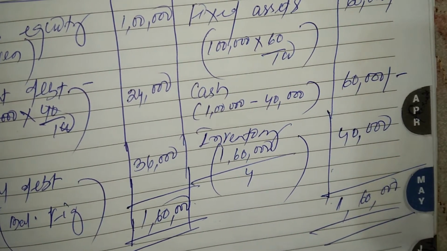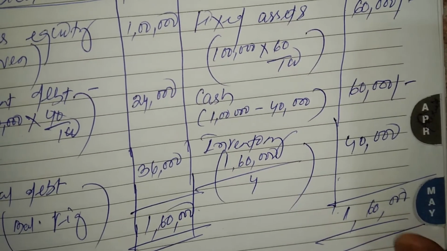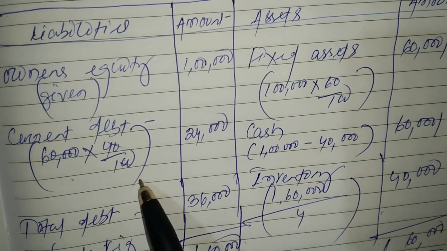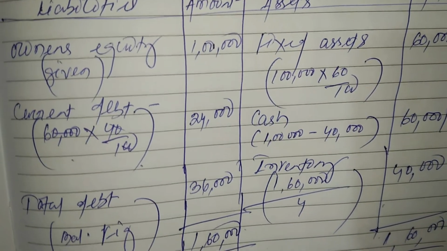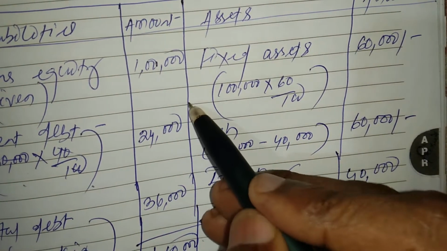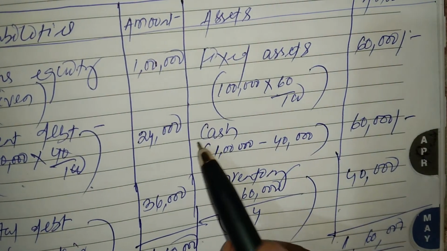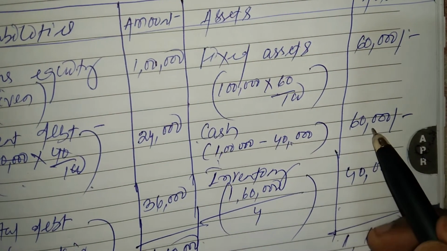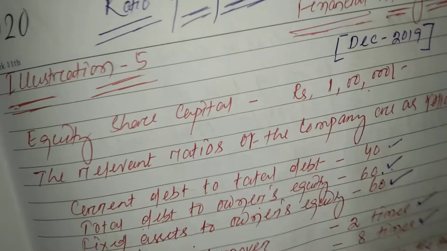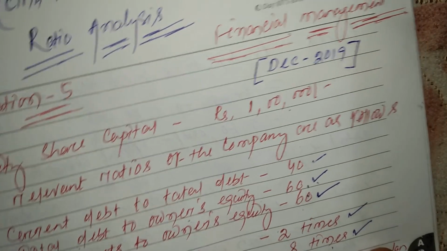This is it, all about ratio analysis. Owner's equity 1 lakh, current debt 24,000, that is 60,000 into 40%, 24,000. Total debt is equal to 36,000, that is the balancing figure, and fixed asset already given 1 lakh into 60%, that is 60,000, and cash, current asset minus inventory, 60,000, inventory 1 lakh 60,000 divided by 4, 40,000. So we have solved this question. This question already appeared in December 2019 exams.